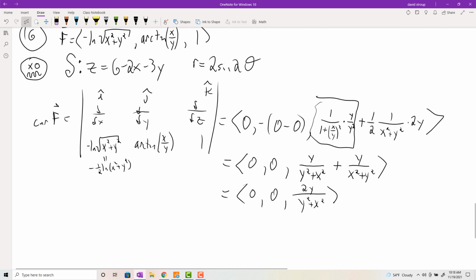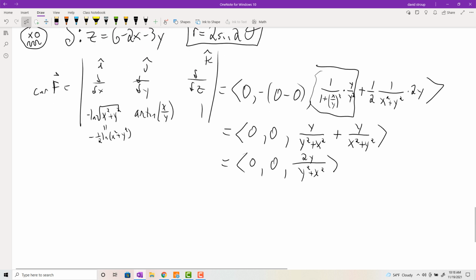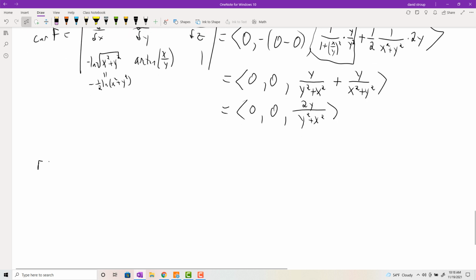Then what do I need to do? I need to figure out the surface, the region I'm integrating. So it's a plane over this region. Okay, so I need to get that region for my double integral. So what the heck is that thing? r equals 2 sine of 2 theta. Well, that's one of our rose curves, right?